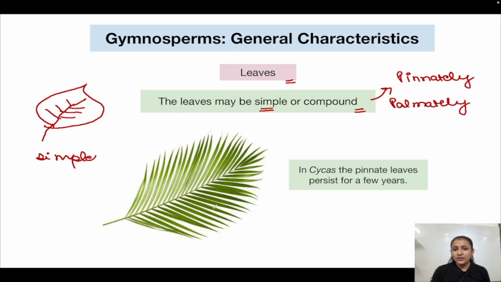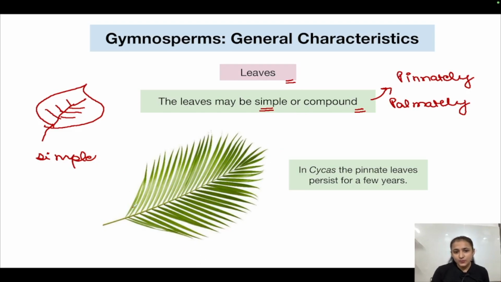Pinnately compound leaf looks like this. What is a compound leaf first of all? In a simple leaf, a single leaf or lobe is present, right? A single complete structure of a flattened leaf is present. But in compound leaves, the leaf is divided into various leaflets.